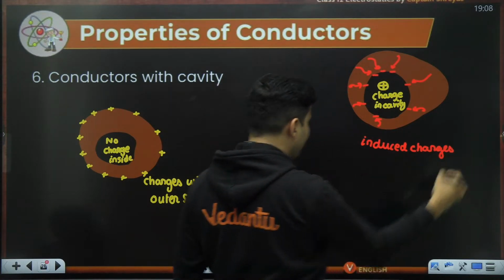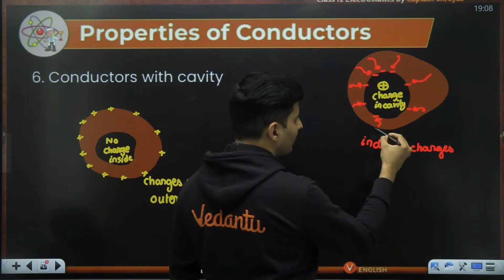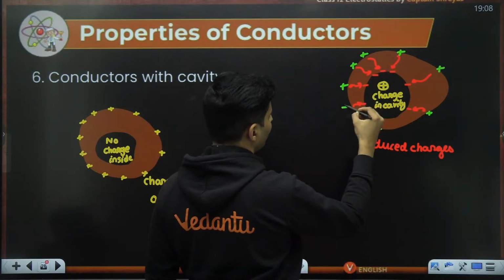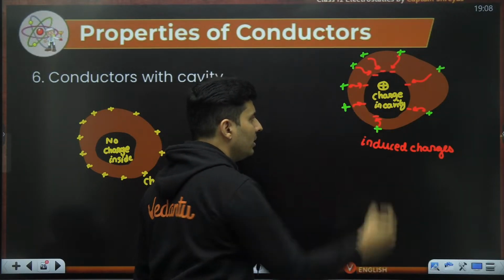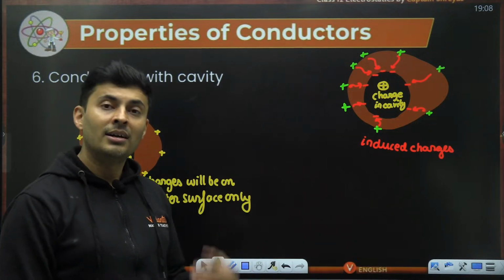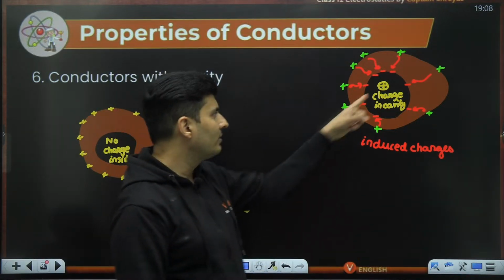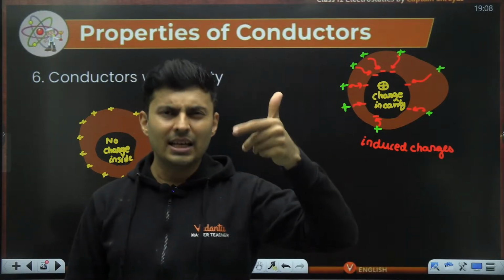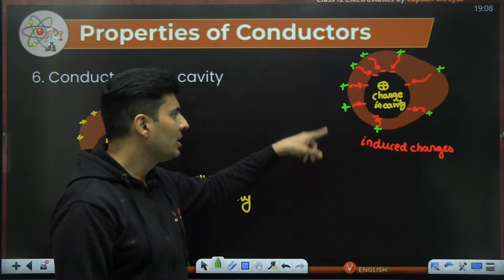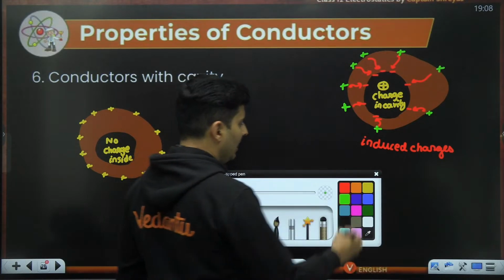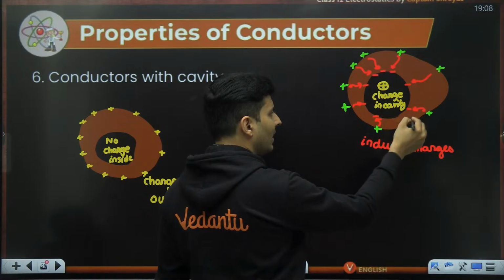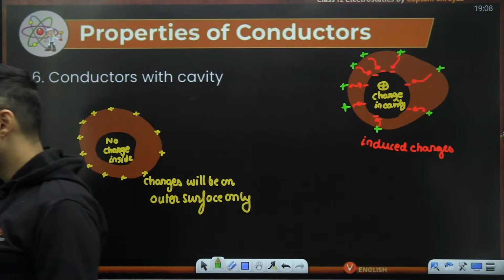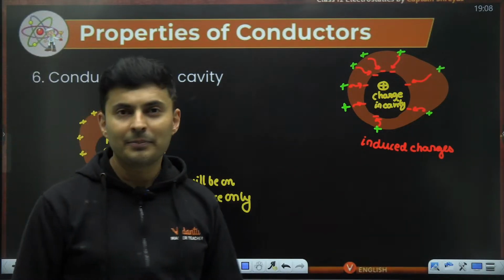And because they are traveling from one place to another, wherever they leave, they will create a vacancy and there will be an equal amount of positive charge on the other side, or opposite charge. So if this was negative, this will be positive and this will be negative. The signs will be opposite, that's all. Is this clear? So these are all induced charges, both inside and outside, just because there is a charge inside the cavity.